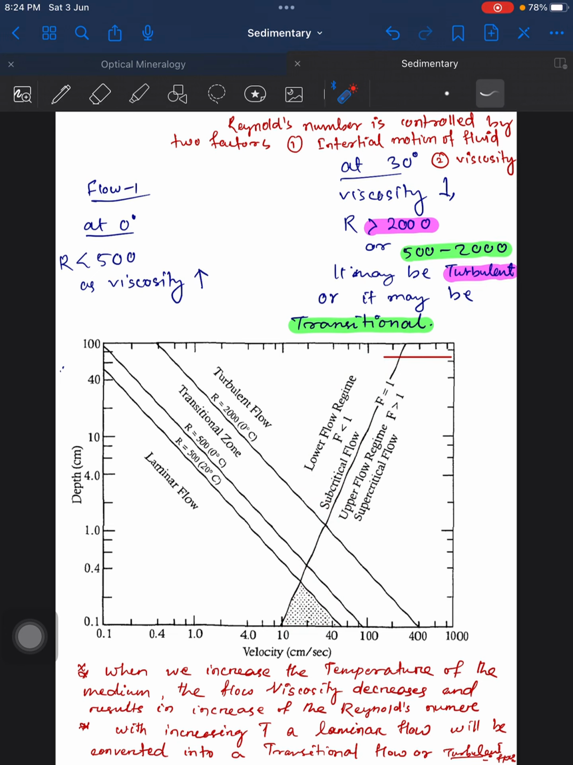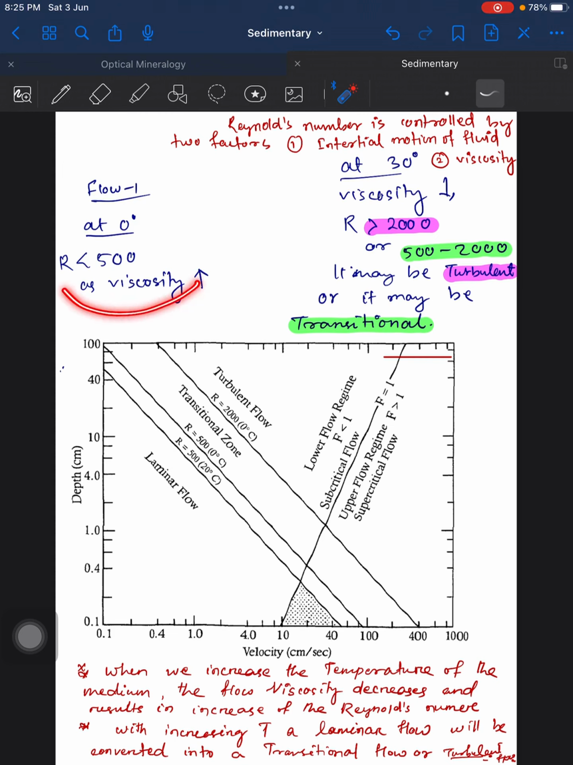So here what is happening, at 0 degree the Reynolds number less than 5 as viscosity increases. 0 में viscosity increase होगा. Remember, जितना ठंडा होगा medium उतना viscosity increase होगा. Okay, जितना ठंडा होगा उतना viscosity increase होगा. You just see, you cool an already melted chocolate, that will try to get re-solidified. Okay, that means viscosity increase होता है.